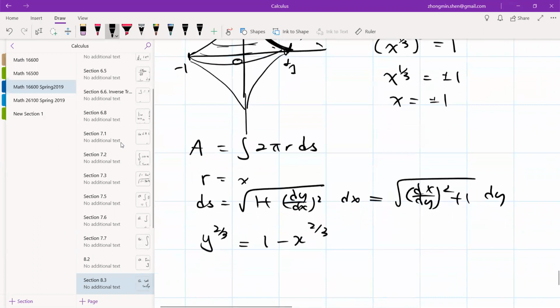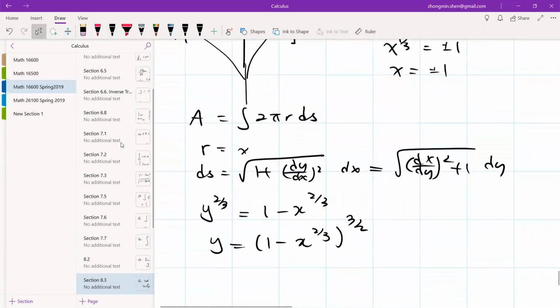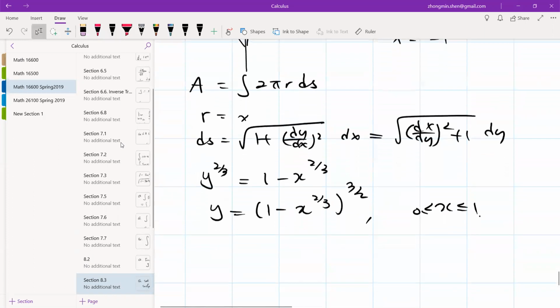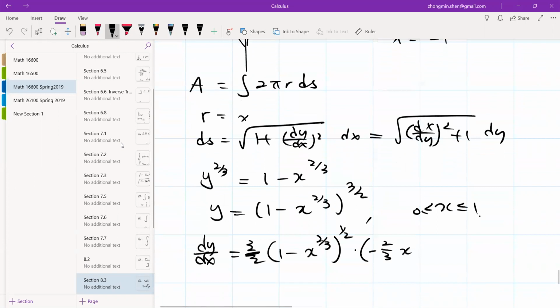So actually, it is going to be like that, to the power 3 over 2. Turn this upside down. So y is positive between 0 and 1, and here x is between 0 and 1. So differentiate. When differentiating, you get 3/2 times (1 minus x to the 2/3) to the 1/2, times negative 2/3 x to the negative 1/3, because 2/3 minus 1 is negative 1/3.